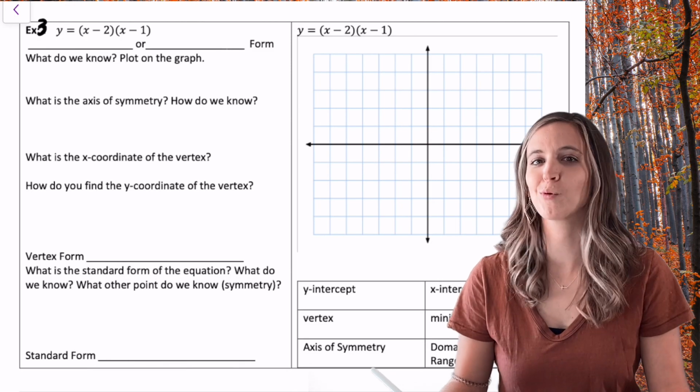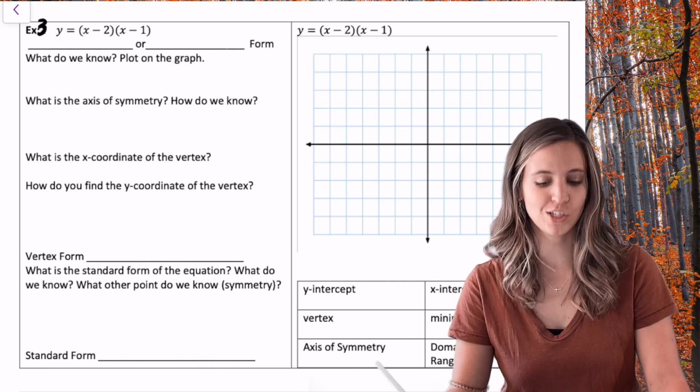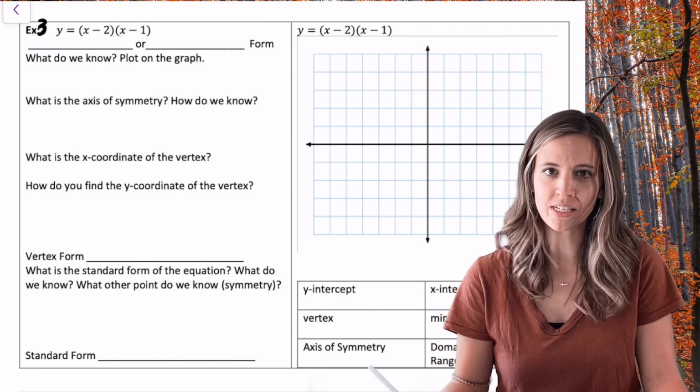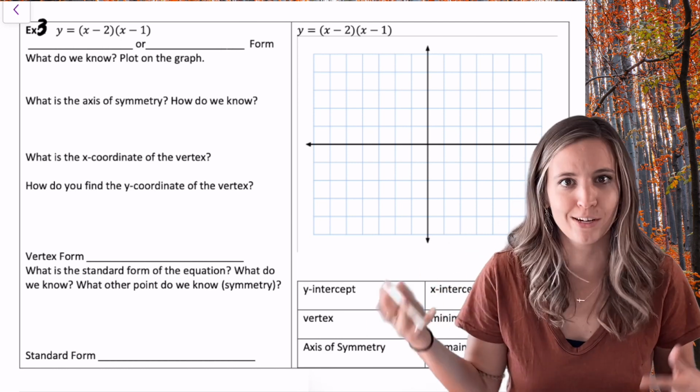Quadratics Exploration Part B. Let's look at this first example. Number 3: y equals x minus 2 times x minus 1. What form is that? Well, factored form, and that's also called intercept form or x-intercept form.